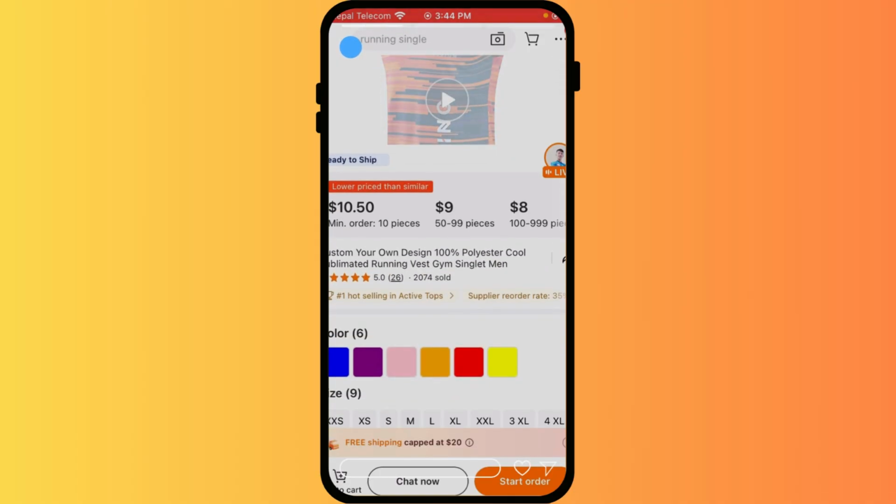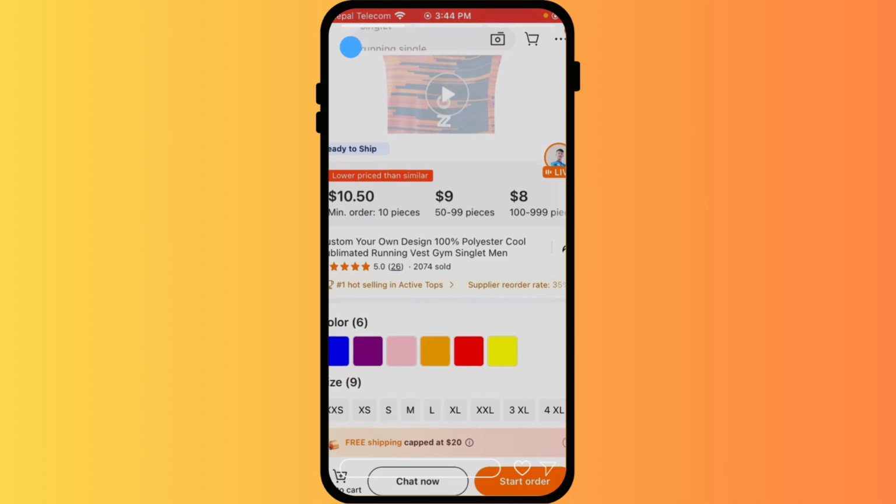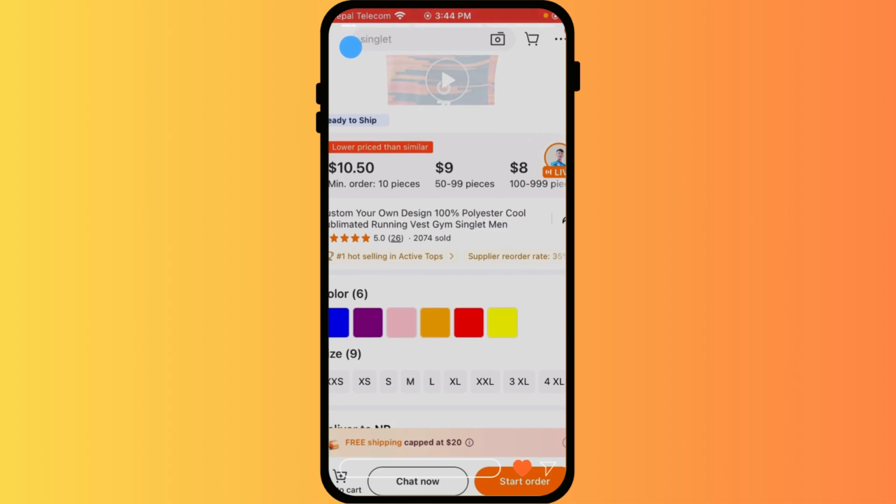A high MOQ can be a problem for small businesses, so you should always try to find a supplier with a low MOQ. You can use the search filters to find suppliers with a low MOQ. You can also talk to the supplier and ask them if they can give you a lower MOQ. Many suppliers are willing to be flexible, so don't be afraid to ask.